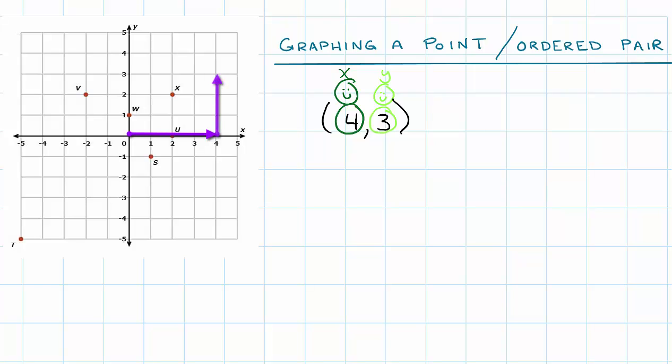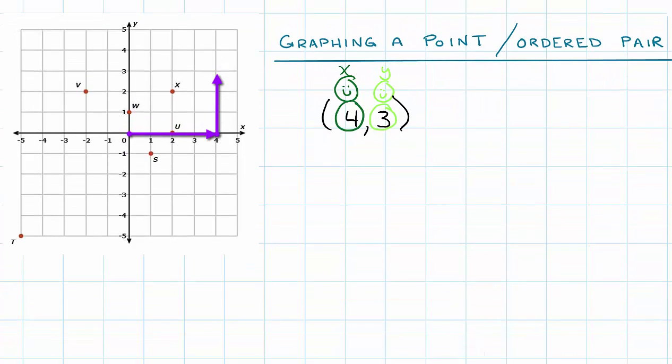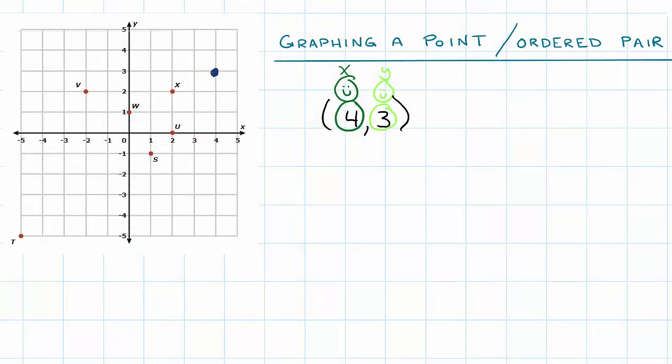And a positive 3 for the y value means we're going to go up. So if we were at positive 4 on the x-axis, we now from that location are going to move up 3 spaces. 1, 2, 3. We move up 3 units. Every little grid mark that you see is considered to be a unit. And so we have our final destination of 4, 3 plotted.